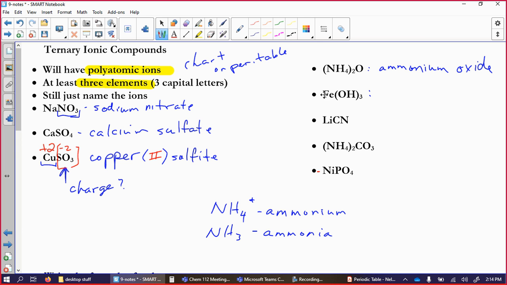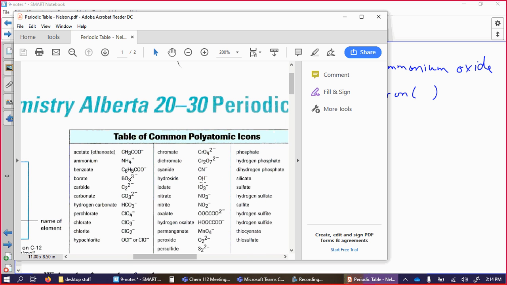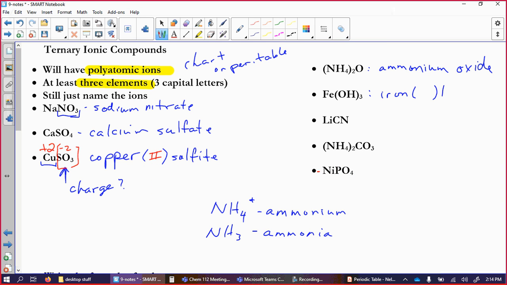But iron is a transition metal, so I know that needs a bracket. OH, there's more than one element, so I'm going to go back over here. OH, just so we know, is -1, and is called hydroxide. So from the other side, that OH group together was -1. So if I have three -1s, the iron has to be a +3.